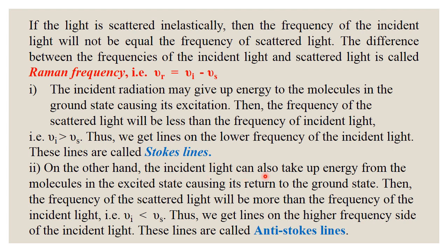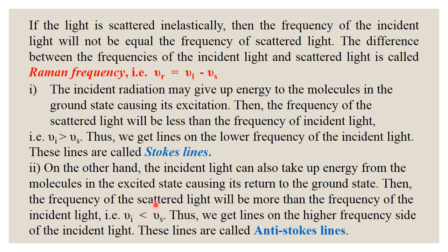On the other hand, the incident light can also take up energy from the molecule in the excited state. What will the scattered light do then? The incident light takes energy from the molecule in the excited state, causing its return to the ground state. So the molecule comes back to the ground state. Pay careful attention: the incident light can also take up energy from the molecule. The frequency of the scattered light will be more than the frequency of the incident light. Since energy is taken from the molecule, the frequency of the scattered light will be higher than the frequency of the incident light. Therefore nu I is less than nu s.